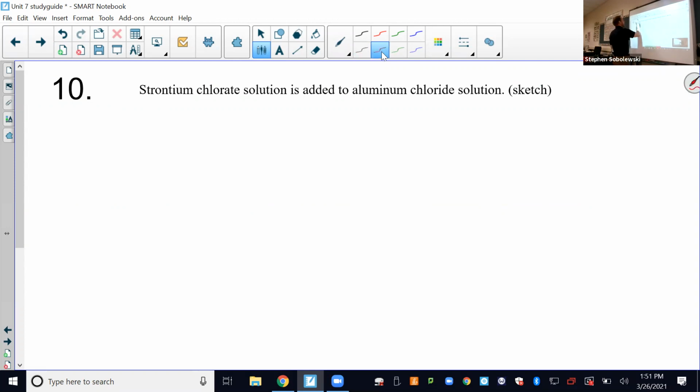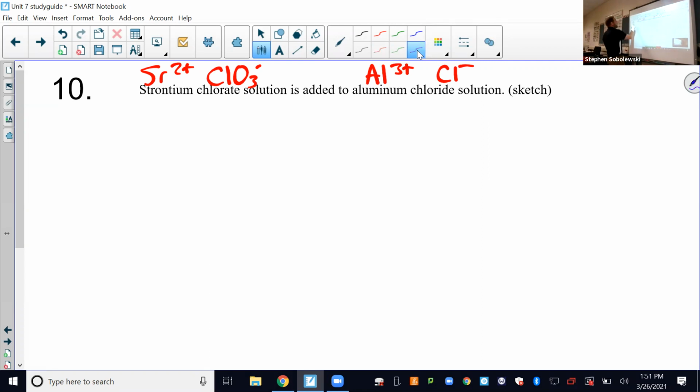Strontium is Sr2+. Chlorate, this is one I rarely use. I've got to think, these are four that are similar. Chlorate would be ClO3 with a minus charge. Let me confirm that. Chlorate, yep, ClO3 with a minus charge. Aluminum is Al3+. Chloride, Cl minus.